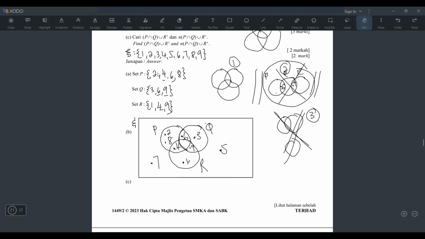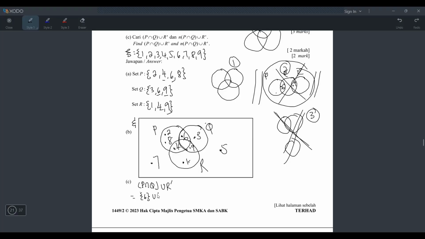So now let's do the last part, which is C. C, they want you to find bracket P intersect Q close bracket union R complement. So let's write it down. First, I will find P intersect Q first. So what is P intersect Q? You can refer here to P and Q. What is their intersection? 6 only. Wait, is it? Yeah, 6 only. So P intersect Q is 6.